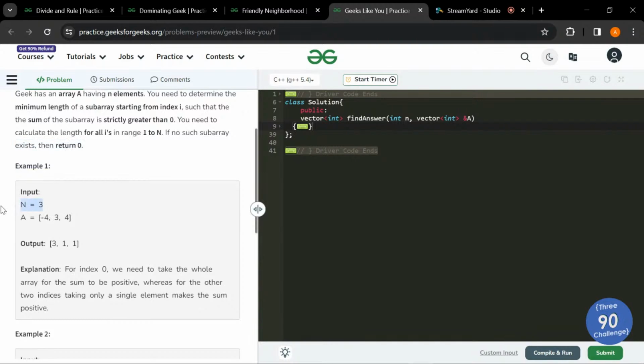So for this example, starting from I equal to 0, the minimum length of the subarray with the sum greater than 0 is this entire array. So 3. Then for index 1, the minimum length of the subarray starting from index I is 1 because the element itself is greater than 0. Then for the last index also, the element itself is greater than 0. So that's why the length is 1. So is the problem statement clear to everyone?